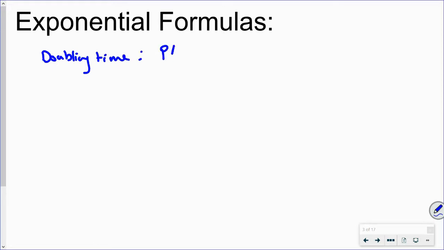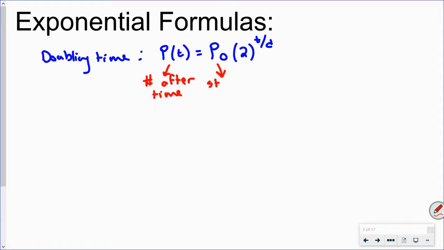Doubling time looks like P of t, which is population after a given time, equals P naught times 2 to the t over d. Okay, and we said this was your population or your number after time. P naught, or P sub 0, is your starting number or your starting population. 2 is there for your doubling time. T is time. And D is the amount of time it takes to double. So we call that doubling time.